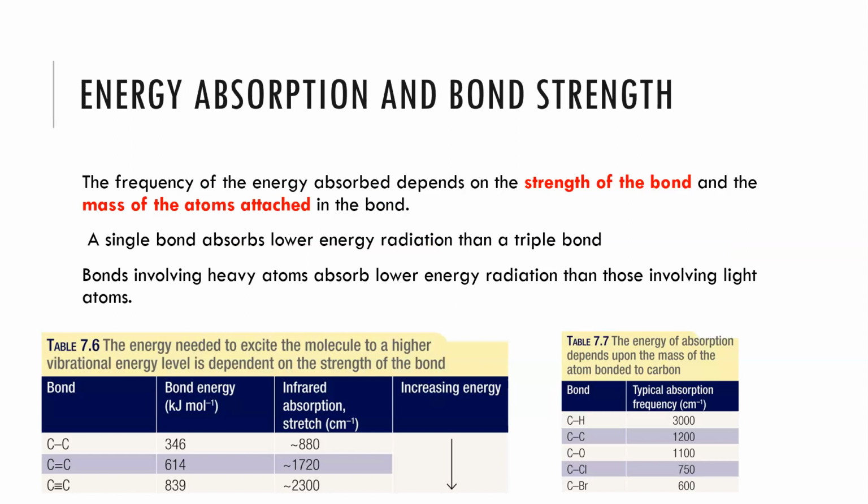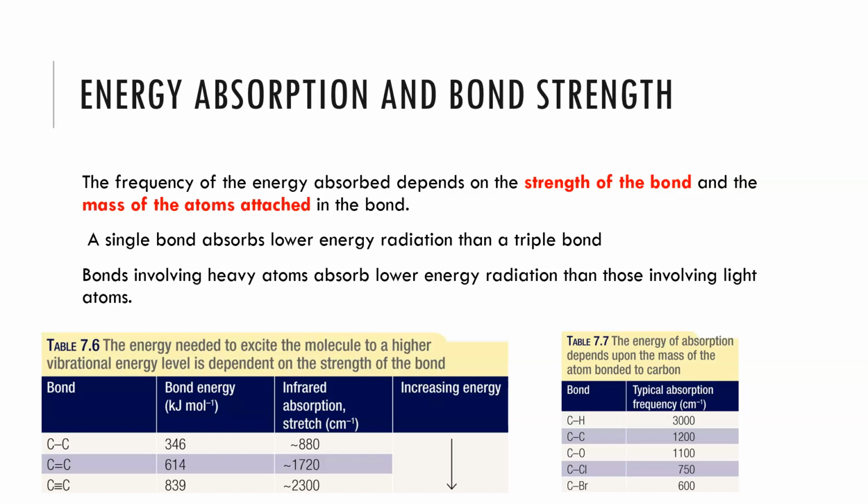The energy absorption that we see is linked to bond strength. So the frequency of the energy absorbed is dependent on the strength of the bond and the mass of the atoms attached. A single bond will absorb lower energy than a triple bond. It will take more energy to get it moving, is essentially what this is saying.